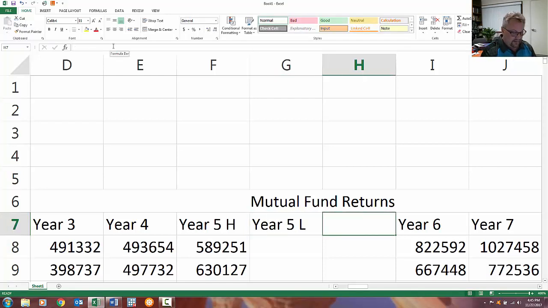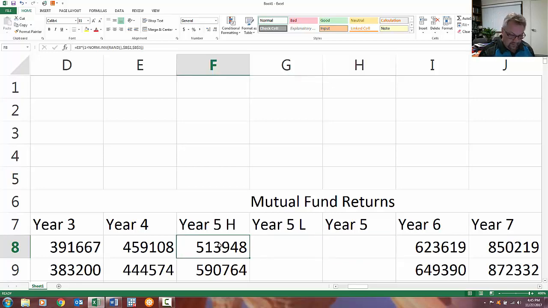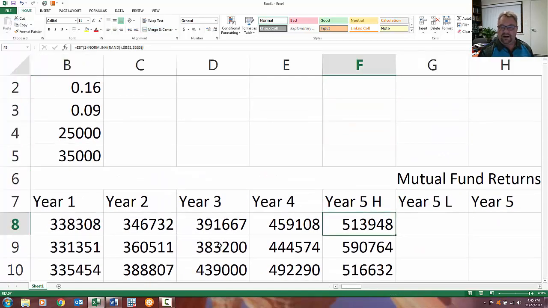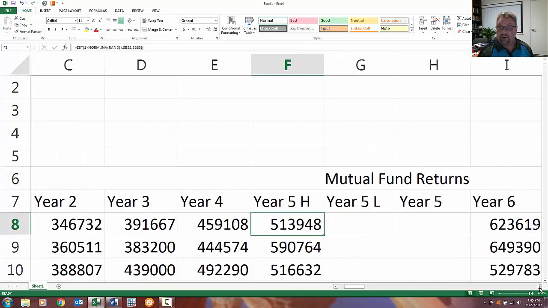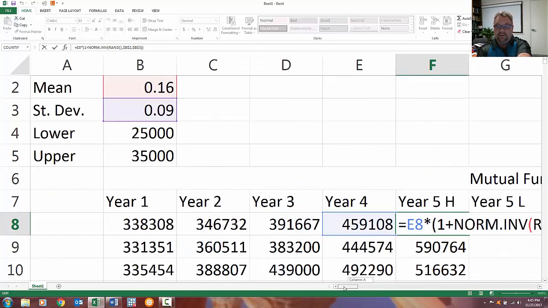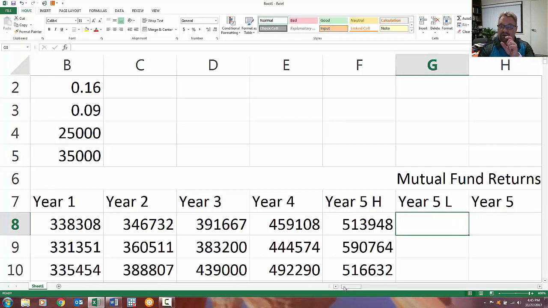And then what I need to do is take the average of these. So I'm just going to call this year 5 itself. This is going to be the weighted average of the returns from the high and the low. So the first thing I need to do, actually I don't, the year 5 high returns are already done, right? Because I'm going back to year 4, and I'm referencing the returns that I would get if there were no recession. So that's done.